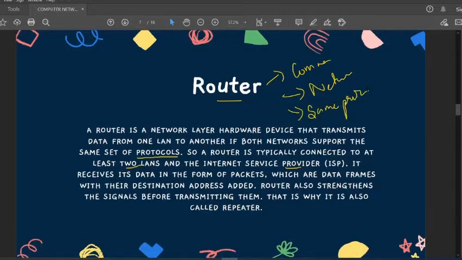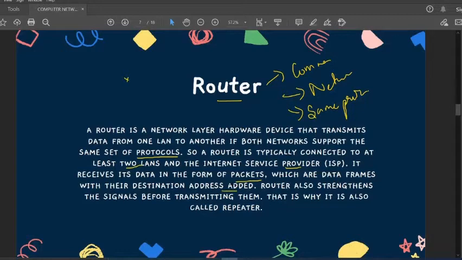Sorry for the bad handwriting. If any two devices have the same set of protocols, then only it works. It receives its data in the form of packets, which are data frames. I'm going to tell you what a packet is. For now, just think that any data being transferred is in the form of a packet, or a collection of data.